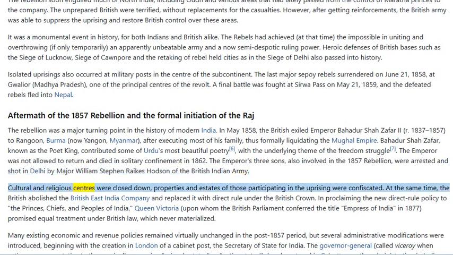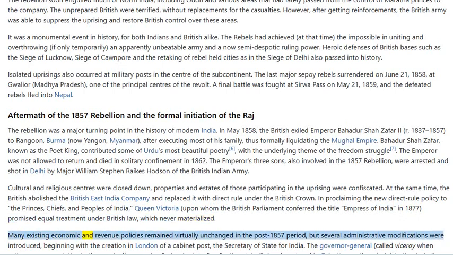Cultural and religious centres were closed down, and properties and estates of those participating in the uprising were confiscated. At the same time, the British abolished the British East India Company and replaced it with direct rule under the British Crown. In proclaiming the new direct rule policy to the princes, chiefs, and peoples of India, Queen Victoria, upon whom the British Parliament conferred the title Empress of India in 1877, promised equal treatment under British law, which never materialized.